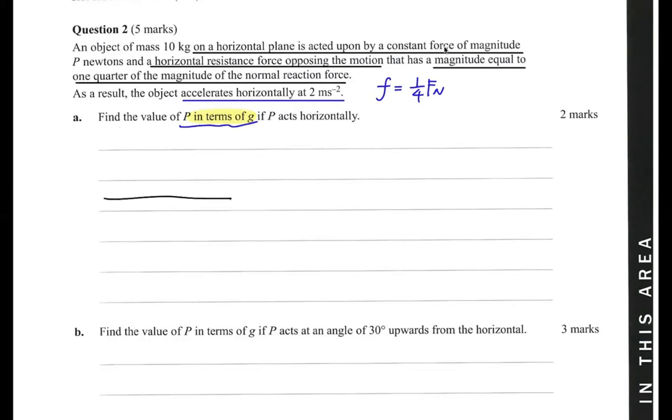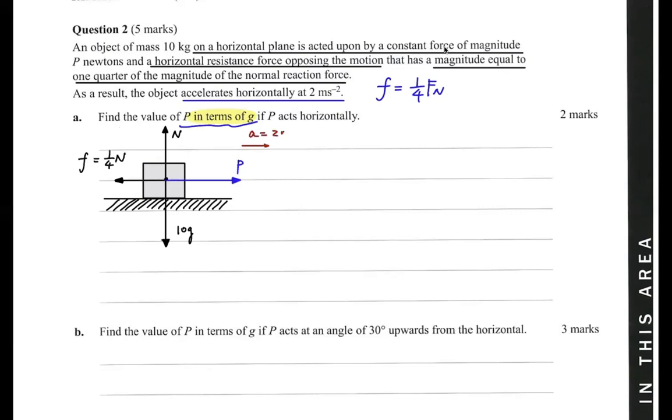Okay, so let's do a quick sketch. This is a horizontal plane, and here is a box, or we say an object. The gravitational force is 10g. And we have a normal reaction force perpendicular to the horizontal plane. Let's say it's N, okay? Opposing the horizontal movement, we have the friction force. Let's say F is 1/4 N. And if P acts horizontally, I would say, okay, it's here. So this is my P. My acceleration is to the right. Let's assume a equals 2 meters per second squared.